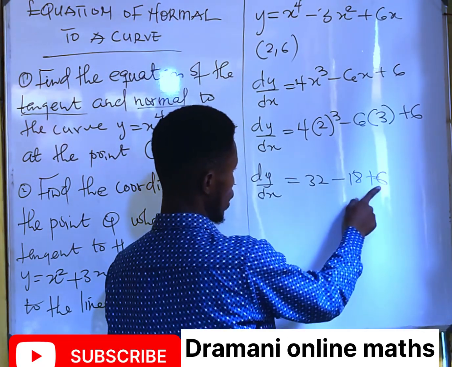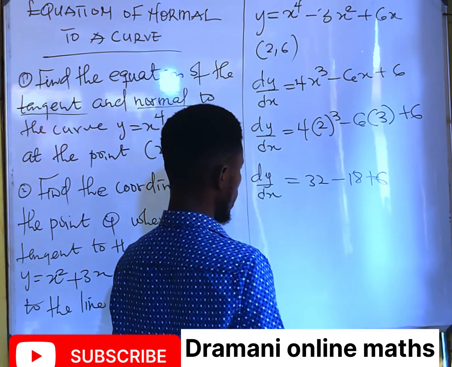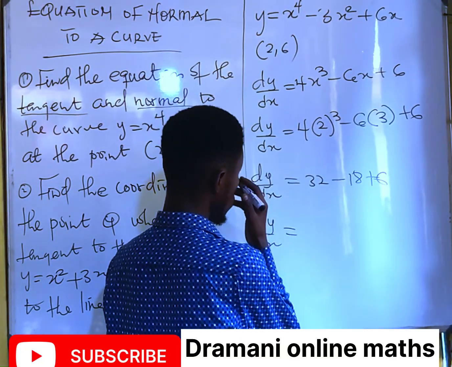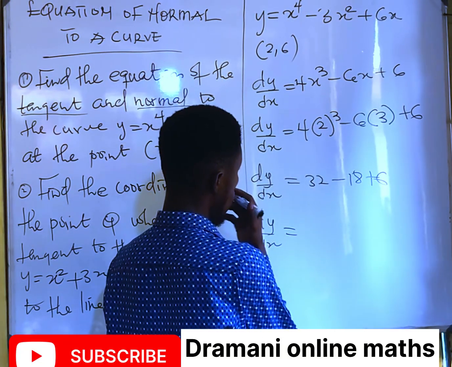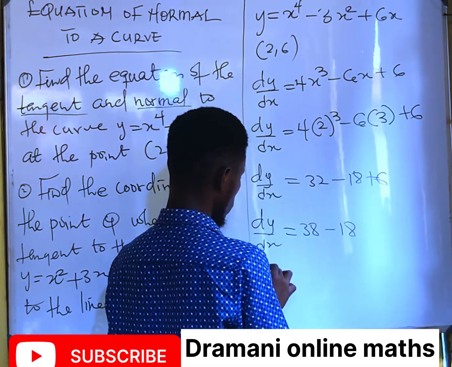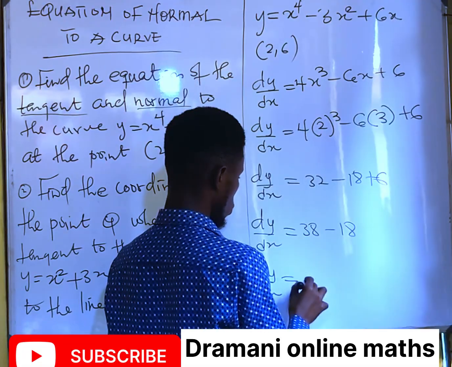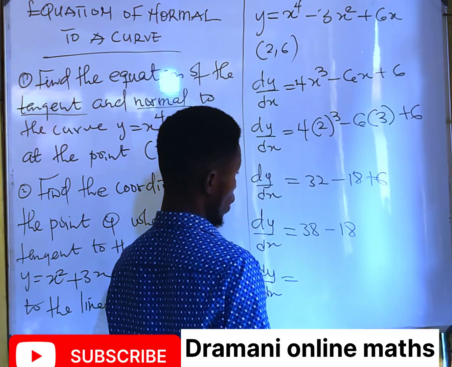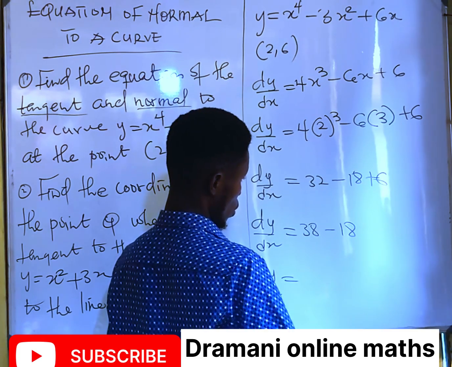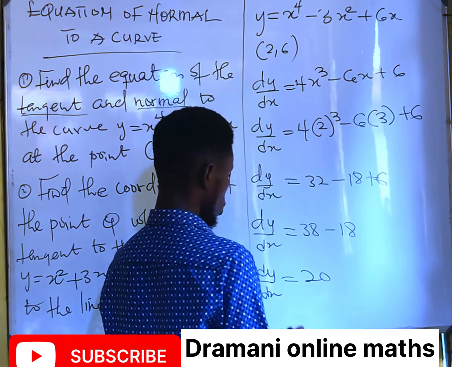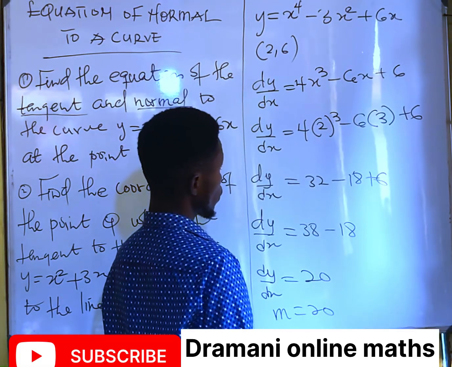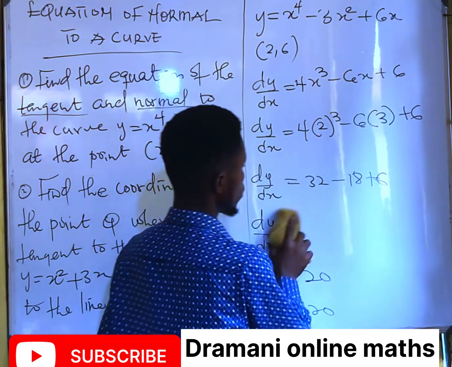If I add the 6 to the 32, I will get 38, right? So dy/dx equals 38 minus 18. If I subtract 18 from this, I'll get 20, right? So it means that my gradient is equal to 20. Very good. So I have my gradient to be 20.